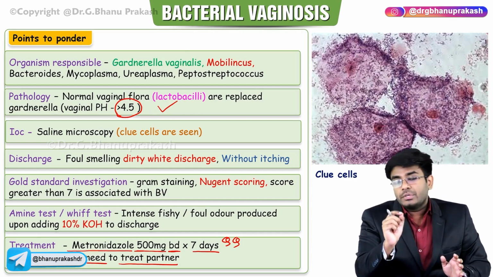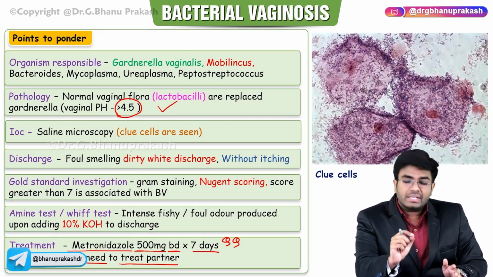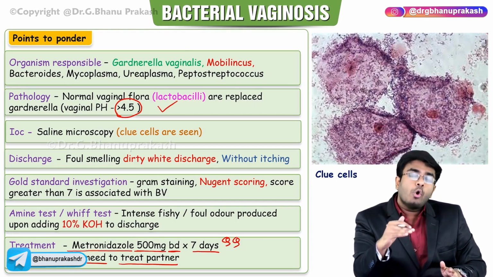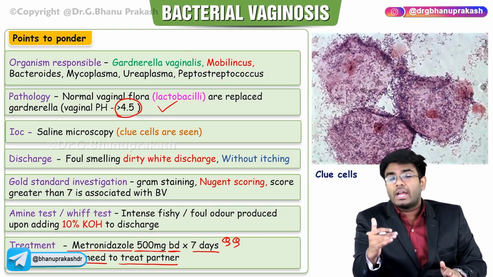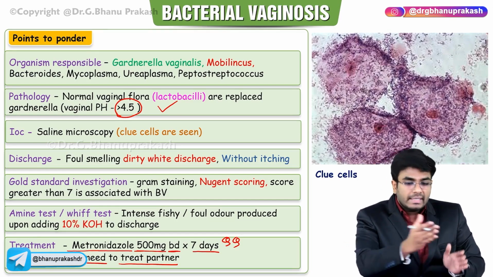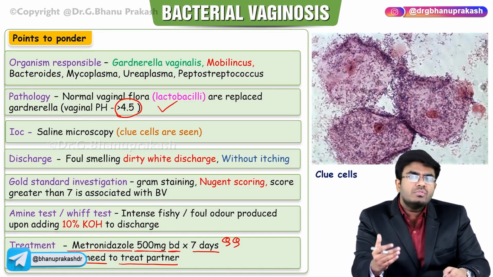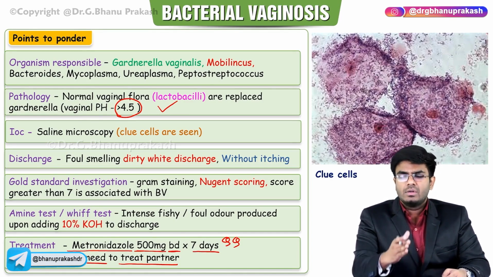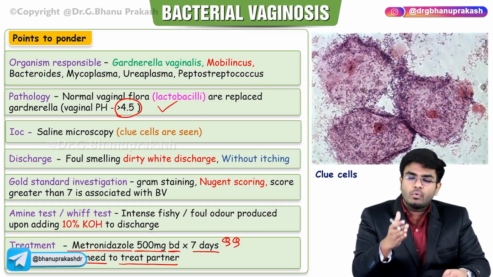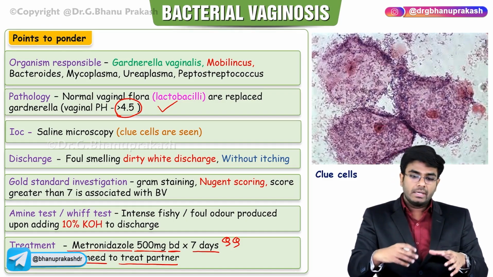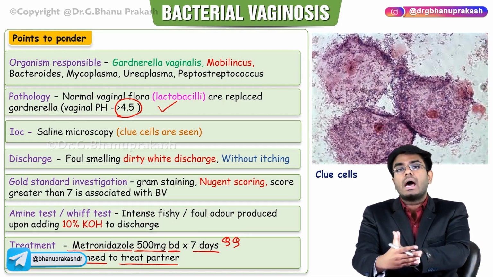So, the important MCQ is, what is the pH in bacterial vaginosis? The pH will be more than 4.5. It might be 5 or 5.5. It is moving towards the alkaline side. Okay, why am I saying this? Usually, the vaginal pH is less than 4.5. It will be 4 and it can be even up to 3.5. But that's not the condition here. It is moving towards the alkaline side.